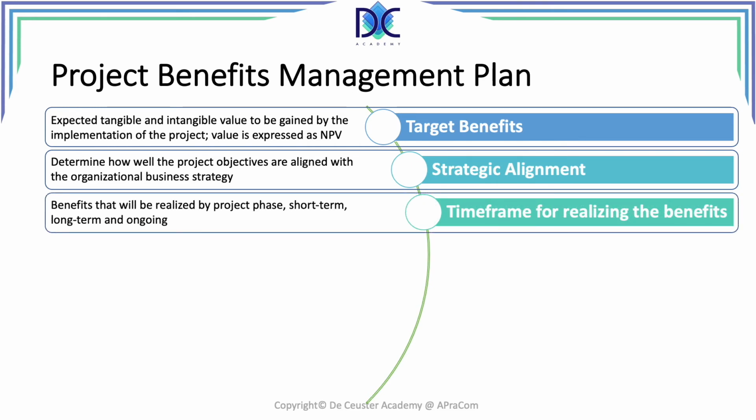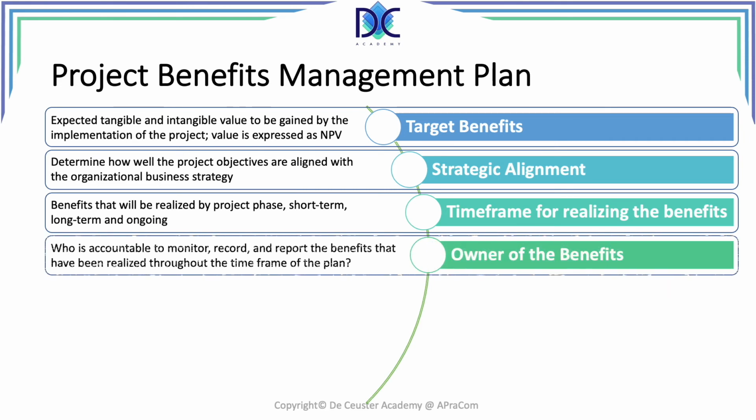Time frame: we look at the benefits that we create by project phase. So we can look at different phases, short term. Every phase has some benefits, but we can also look at the totality of all the benefits when we look at the long-term and ongoing benefits of the project. Owner: who is accountable to monitor, who will be doing all these things, who will be evaluating that the benefits have been realized through the time frame of the plan. So here we're looking at what we did related to the milestones.